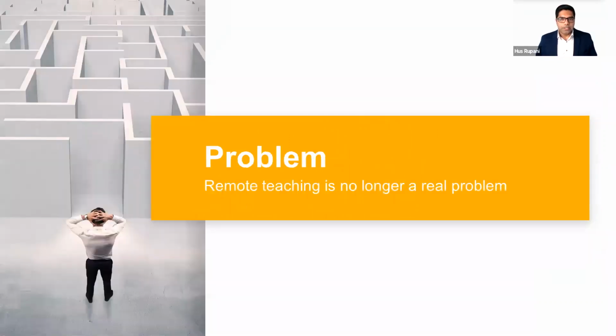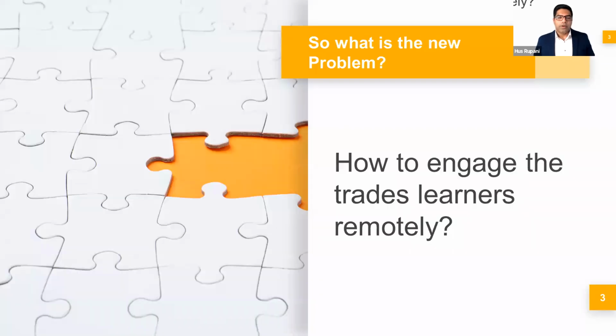What I want to start with is that the problem is not remote teaching anymore. What last year has taught us is that we can be very resilient and we come across quite well with remote teaching. And I think almost every training organization has picked that up now. The problem has now changed. The problem has evolved into how to engage our trades learners. Now, that's the biggest problem.